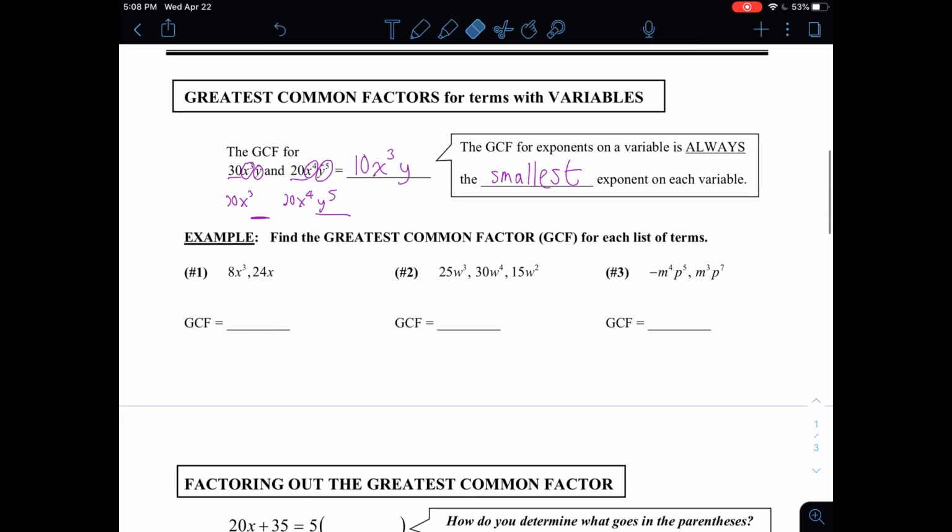Okay, why don't you guys go ahead and try 1, 2, and 3 on your own, and we will get this out of the way. You guys can give it a try.